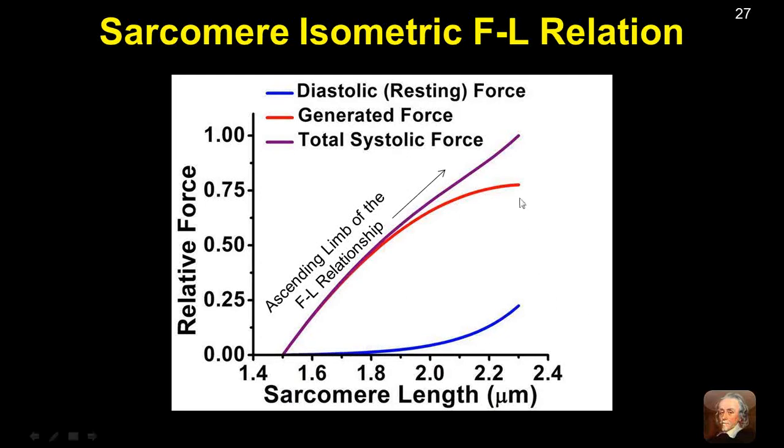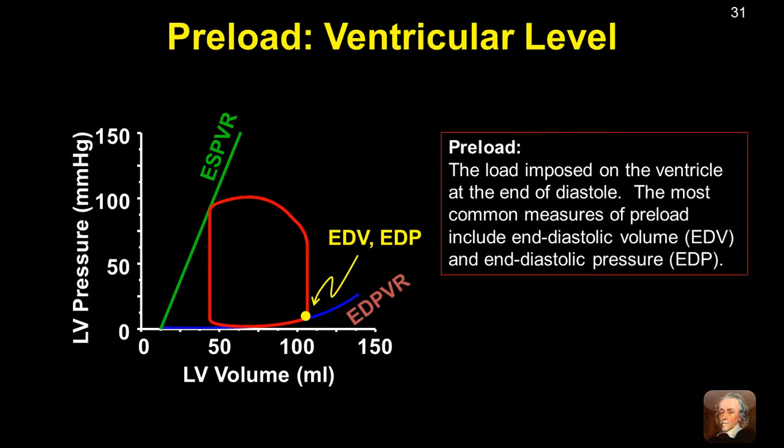And in cardiac muscle, there's a restraint of how far you can stretch the muscle that's imposed by the extracellular matrix and the cell membrane itself. So we really don't reach the descending limb of the sarcomere length, force-length relationship, unless you destroy the sarcolemma. So we're always working on the ascending limb of the force-length relationship.